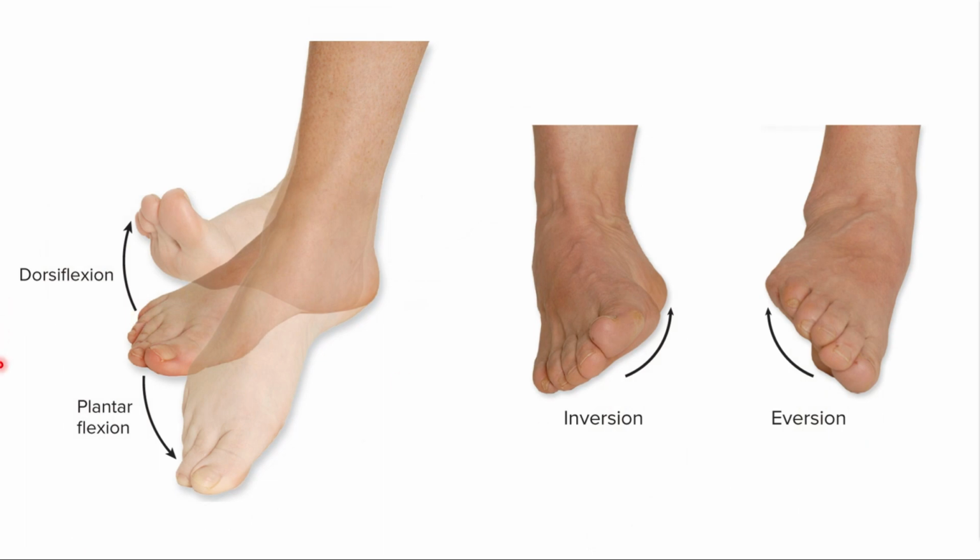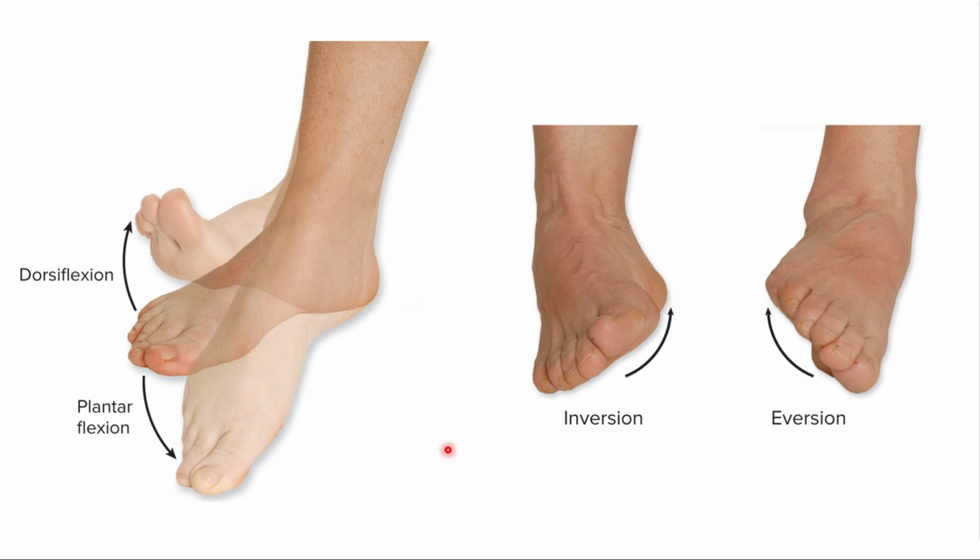Dorsiflexion is the action of pulling the toes upwards towards the anterior crural region, and plantar flexion is the exact opposite. That's the pointing of the toes. And then we can also talk about inversion and eversion of the foot. So inversion of the foot is angling that plantar surface towards the foot medially, and eversion of the foot is angling that plantar surface of the foot laterally.